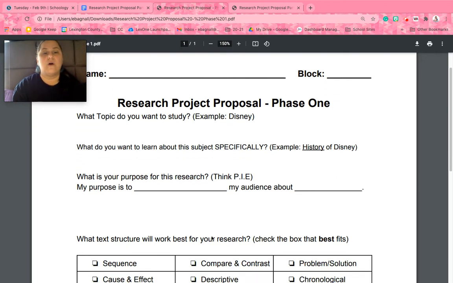And then you're going to talk about what is the purpose of your research. Purpose is one of three things. Remember when we talked about author's purpose: to persuade, inform, or entertain. Now I'm going to go ahead and tell you that the purpose of this research shouldn't be to entertain. When you wrote your narrative writing pieces, your short stories, that was to entertain. This time, you should probably stay somewhere between persuade and inform. So, my purpose is to inform my audience about the history of the Disney company.